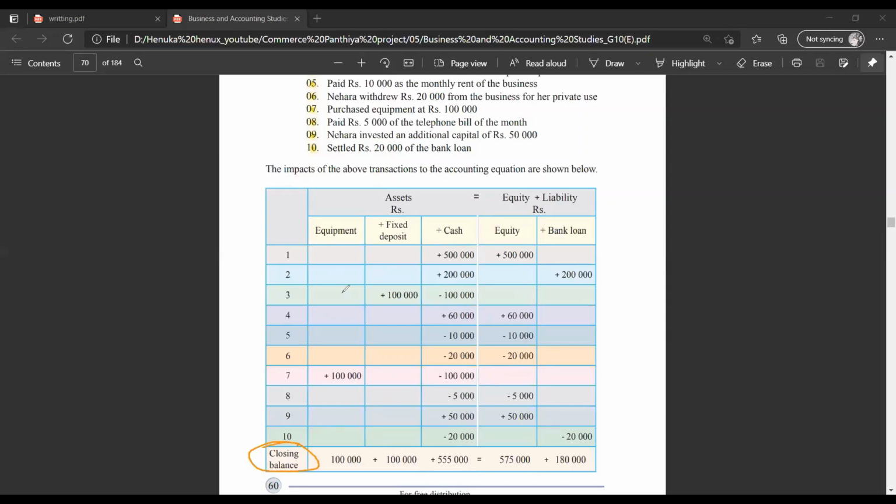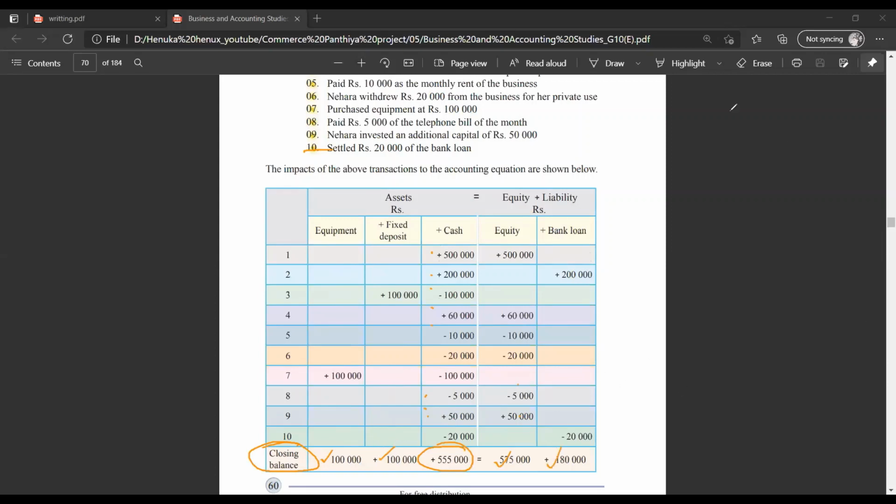So this is the closing balance. So at the end of the equation, right? At the end of the sum, you need to take the balance. So the equipment balance is 100,000, and the fixed deposit is also 100,000. This is a bit difficult. You need to calculate from the top. The equity figure is a little complex. Here it is basic.